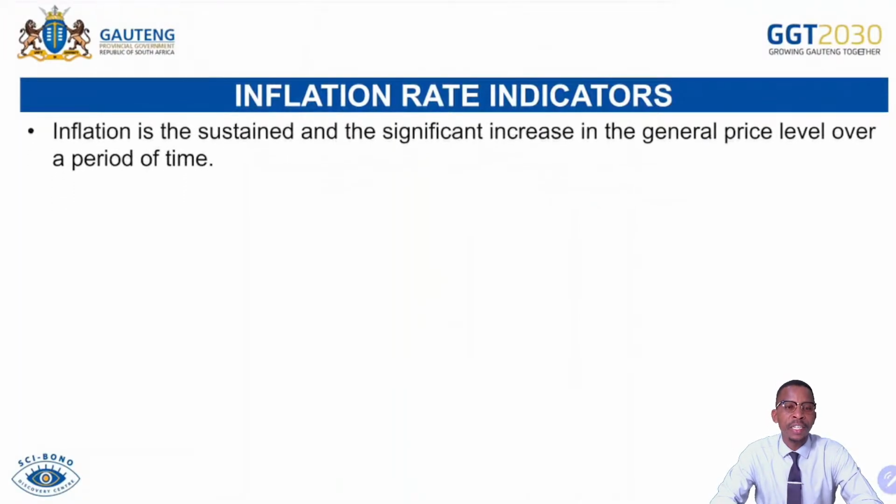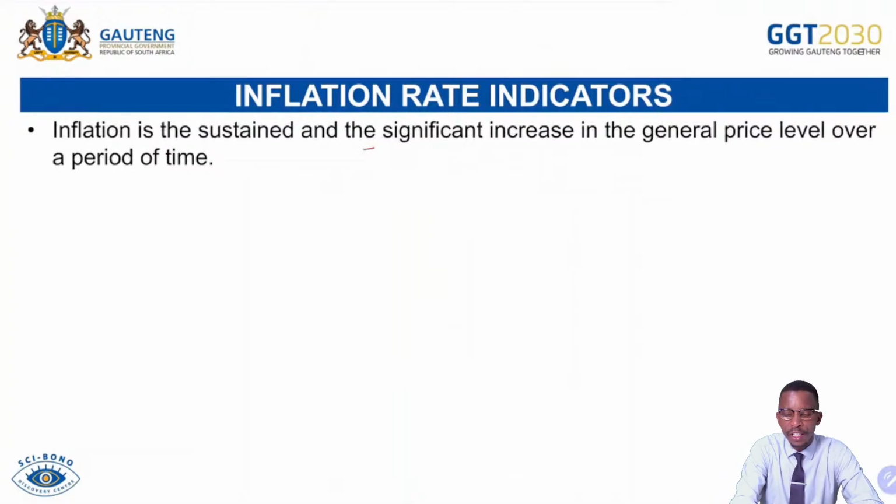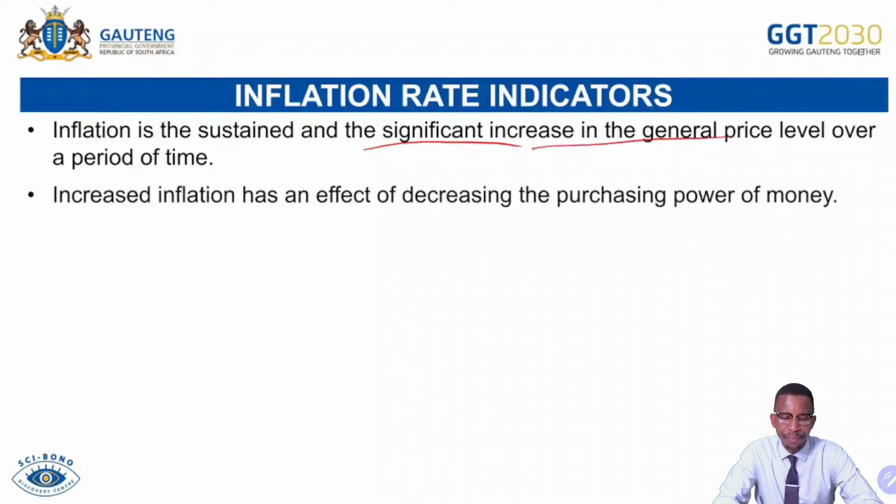So inflation rate indicators. In definition, we say inflation is a significant increase in the general price level, or a sustained increase in the general price level over a period of time. We know that whenever inflation increases, it decreases the buying power of money, or the purchasing power parity of money. Whenever inflation is decreasing, it increases the buying power of money.